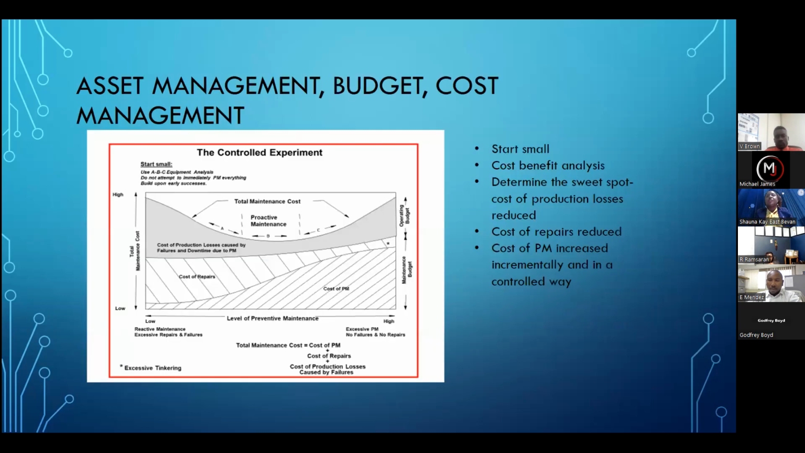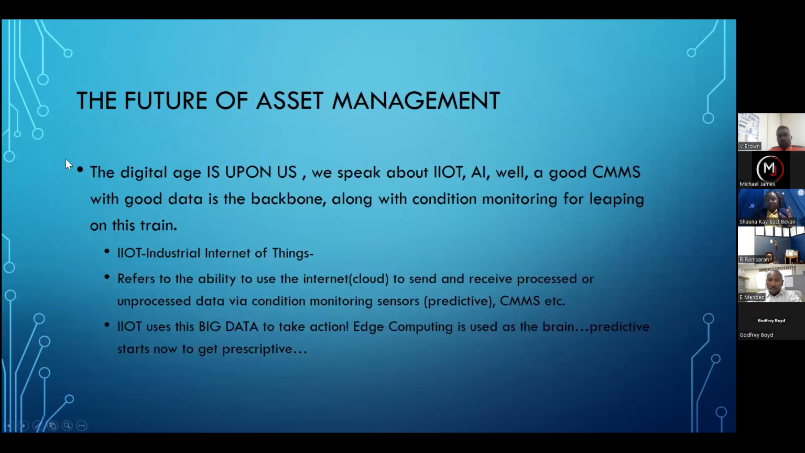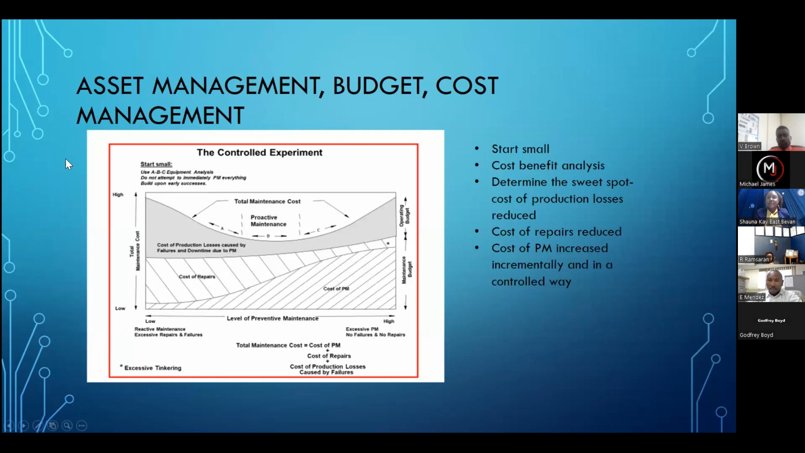All right, so I chose to just sit on this slide a little bit because a lot of us have questions about costing and the intimidation of the cost to start up a program. And what I will say to my colleagues here is that there's a sweet spot. The graph is a controlled experiment, call it the ABC analysis. You start small and you see the incremental changes, and you find that sweet spot where your cost of preventive or predictive maintenance isn't the lion's share of your cost, right?